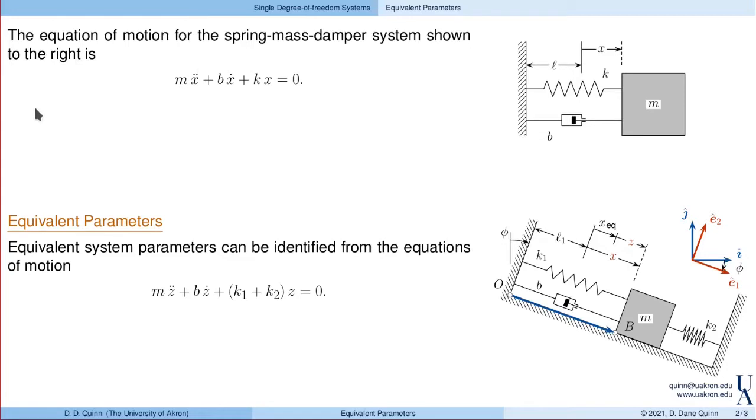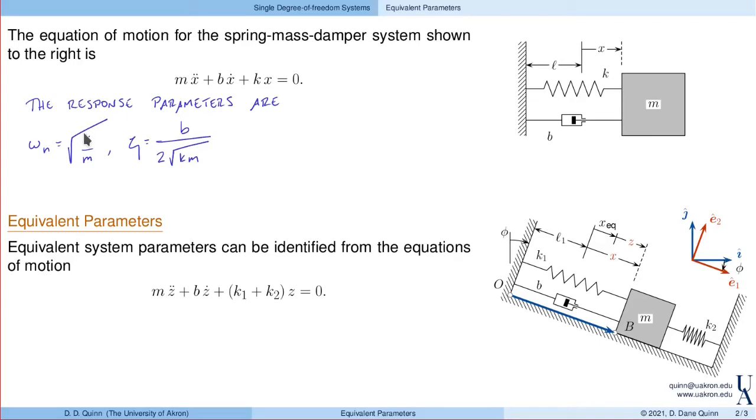So in that lecture, one of the things that we saw is the response parameters. So we can identify those response parameters as the natural frequency and damping ratio. And in terms of the system parameters, namely m and b and k, we find that the natural frequency is the square root of k over m. And the damping ratio is b divided by 2 square root of km. We saw these in previous lectures as well.